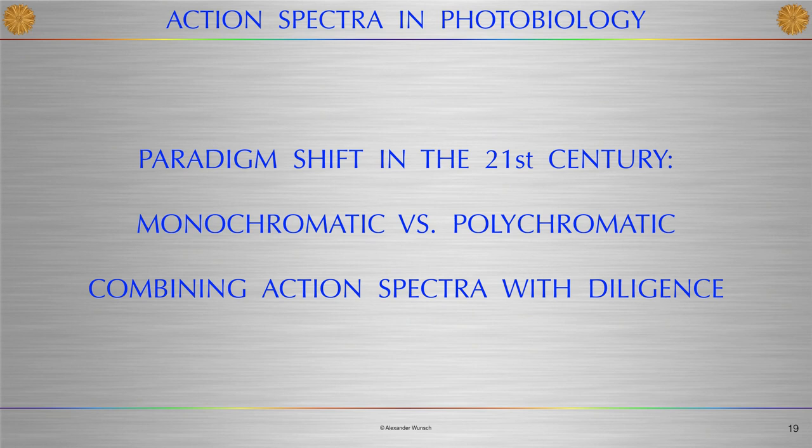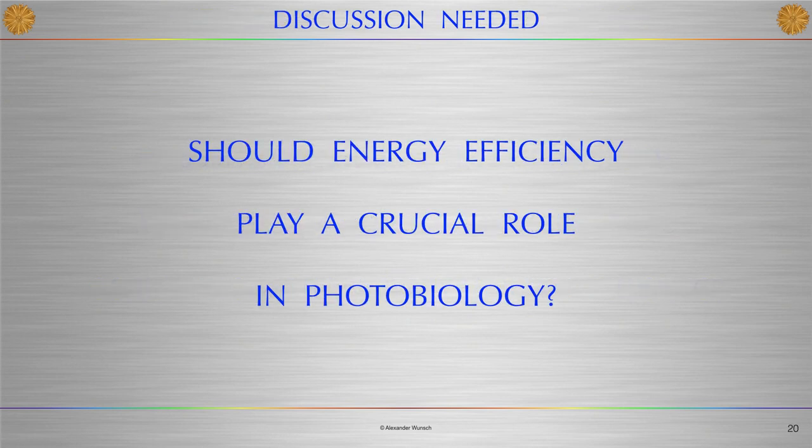So, kind of a summary for the first part. I think there is a paradigm shift in the 20th century: monochromatic versus polychromatic therapeutic spectra, how to combine action spectra with diligence. And I think there is a discussion needed because the light sources are made by physicists.